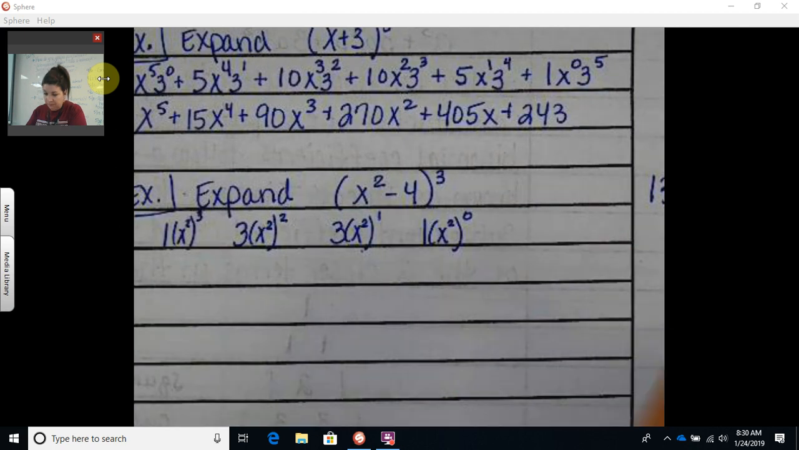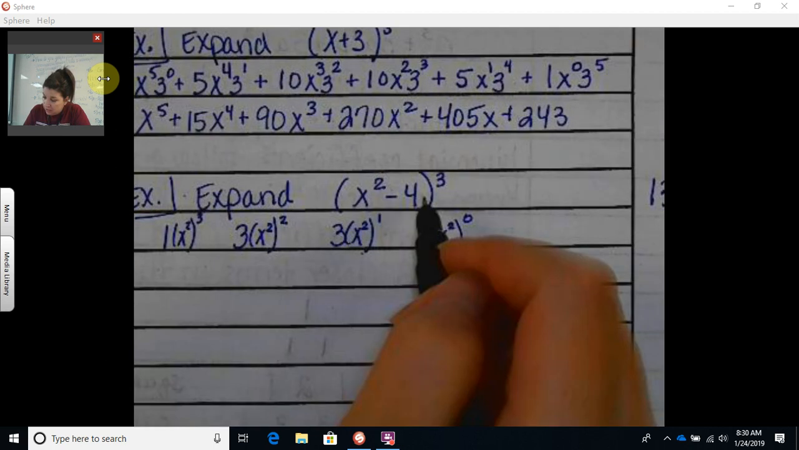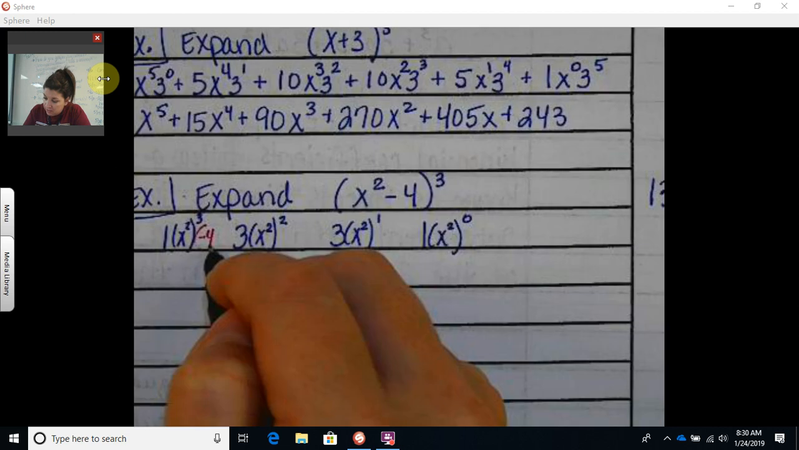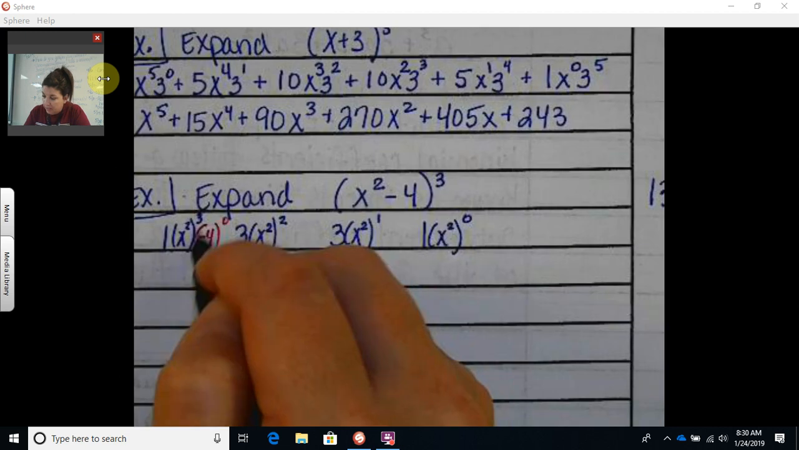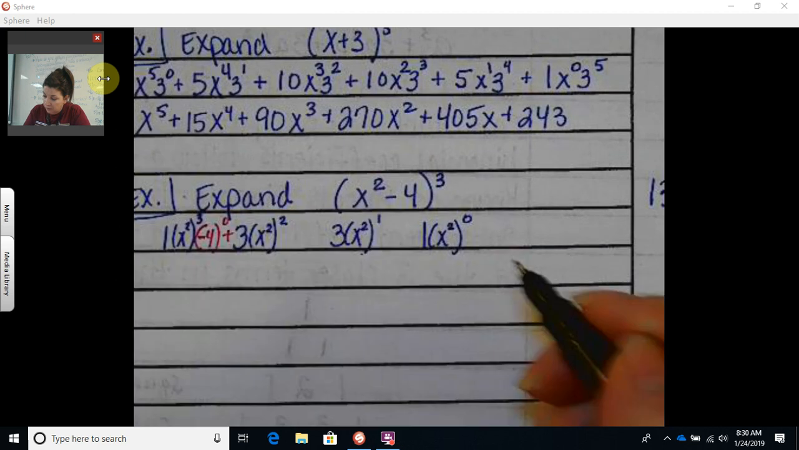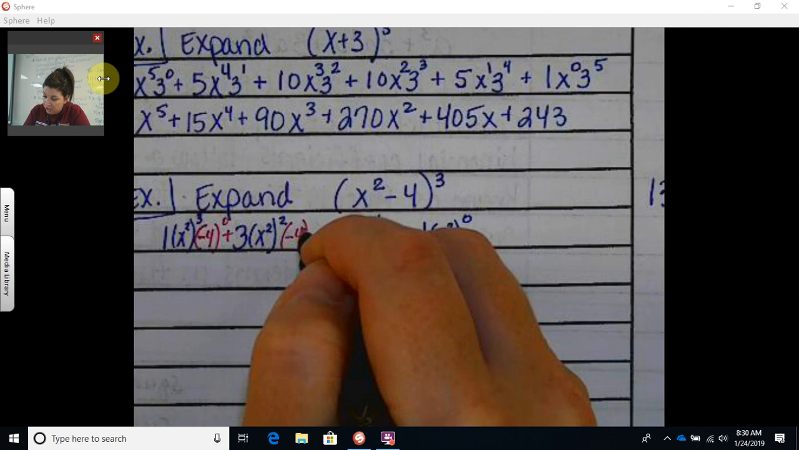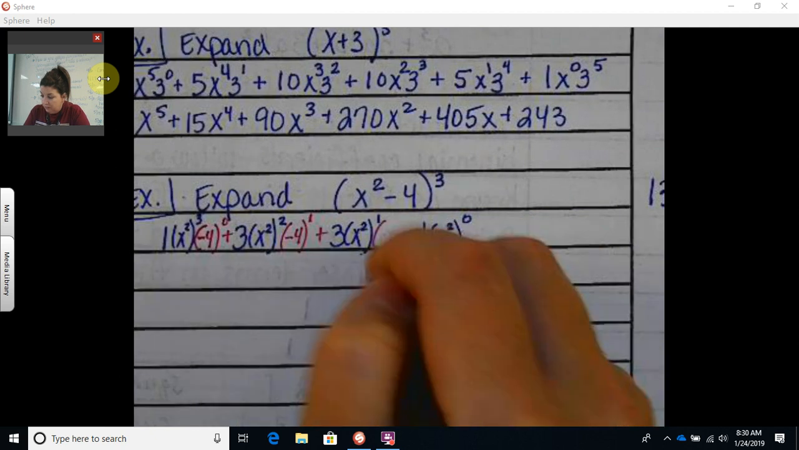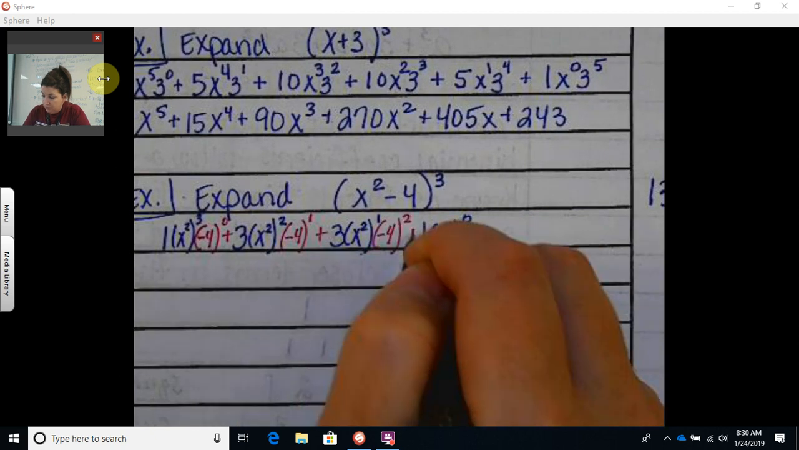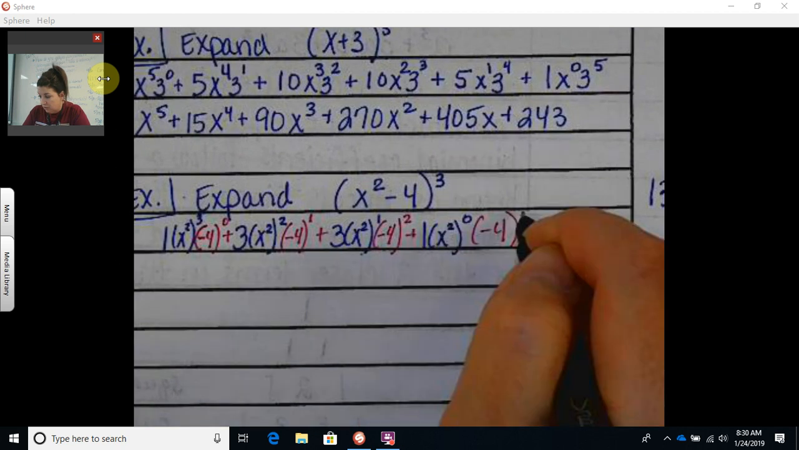Okay. Now, when I do the second term, I'm going to take that negative into account. All right. So in the first set of parentheses, we start at 0 for the second term. So that's negative 4 raised to the 0. Okay. We can put a plus here. And then we have negative 4 raised to the first, then a plus. Negative 4 raised to the second, plus negative 4 raised to the third.